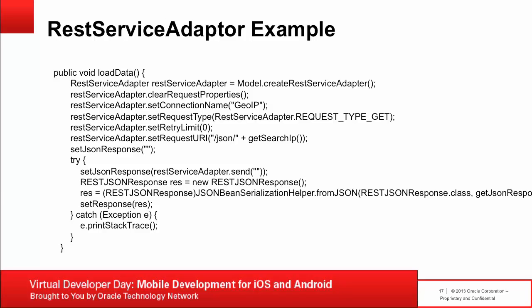And for a GET request, there's really no payload to send. Now create a new REST JSON response object and parse the JSON string returned into this class. There's also an example of invoking REST JSON services in the ADF mobile team blog. Actually, we'll go through the sample application that's shipped both in the ADF mobile team blog and also in the JDeveloper sample together.